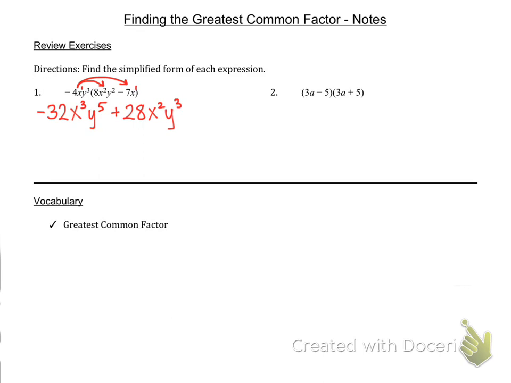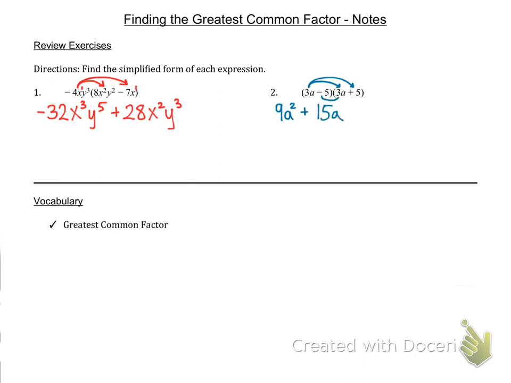For number 2, you can either distribute twice, or you can use the box method. I'm going to distribute, so I'm going to multiply the 3a times the 3a and the 3a times the positive 5. So I'm going to do that first. 3a times 3a is 9a squared, so I'm adding the exponents. And then 3a times 5 is a positive 15a.